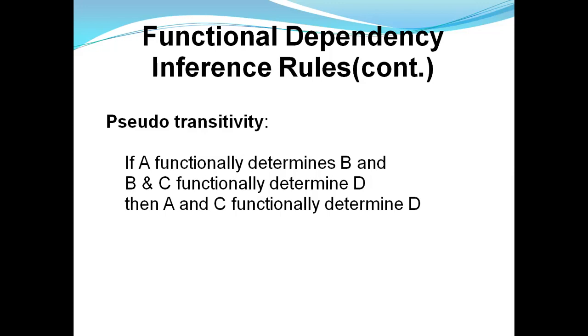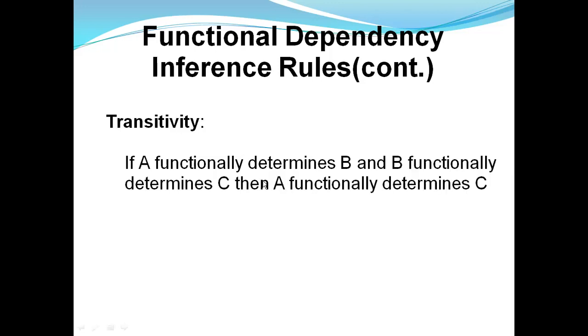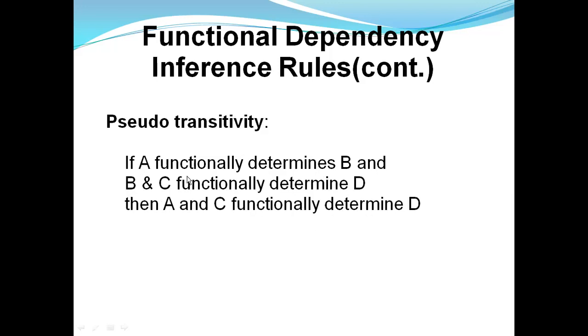Pay attention carefully. If A determines B, and B and C determine D, then A and C determine D. Very simple. A determines B. B, together with C, determines D.